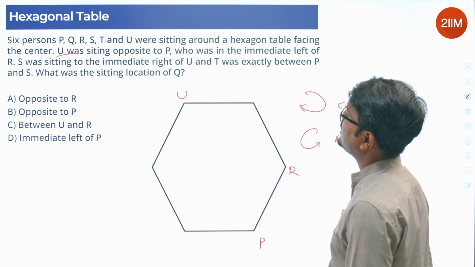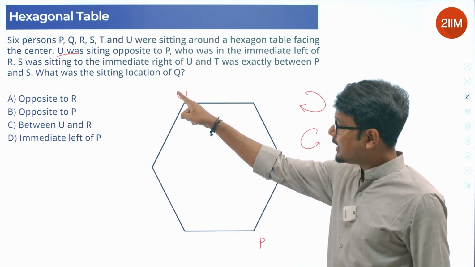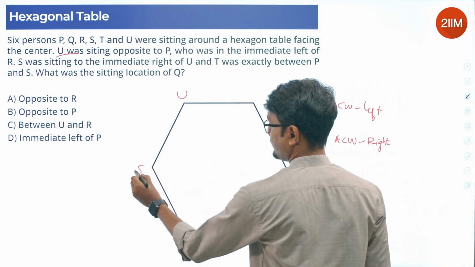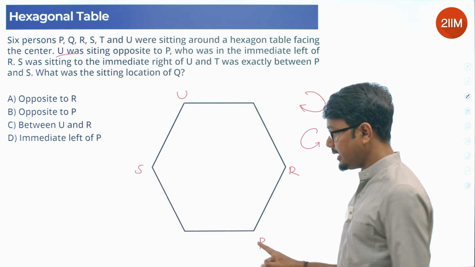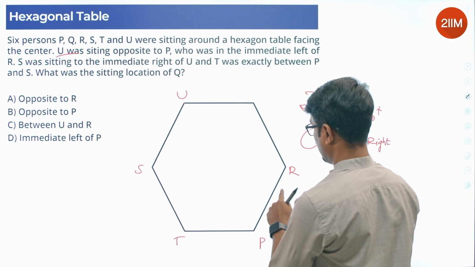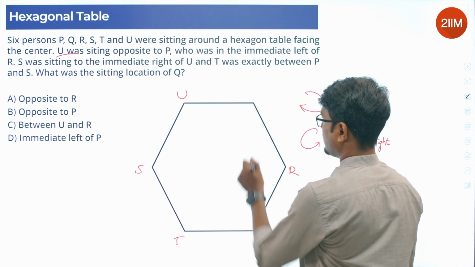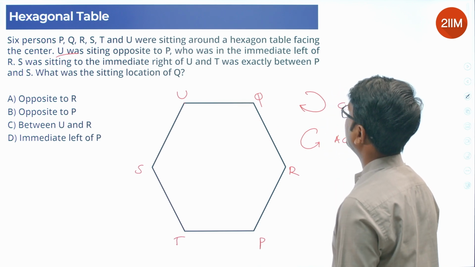S was sitting to the immediate right of U. U is here. Immediate right is this. So S is here. And T was exactly between S and P. So S and P, exactly between that is T. So we are left out with Q. P, Q is pending. Q, R, S, T, U. That's it. Now what do we have?